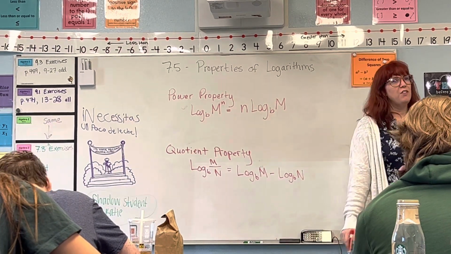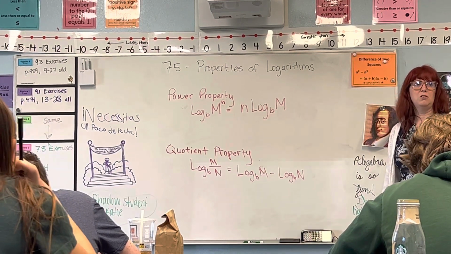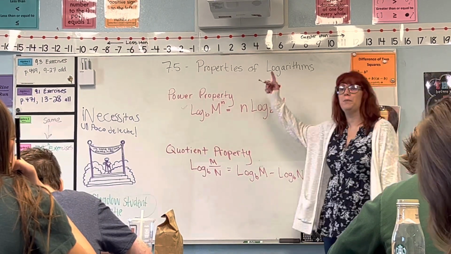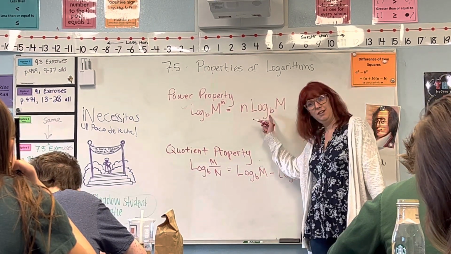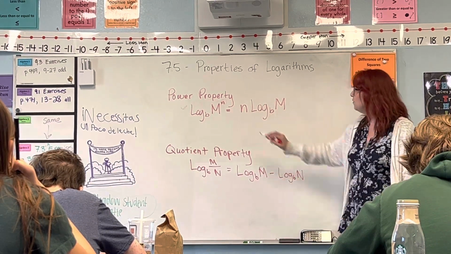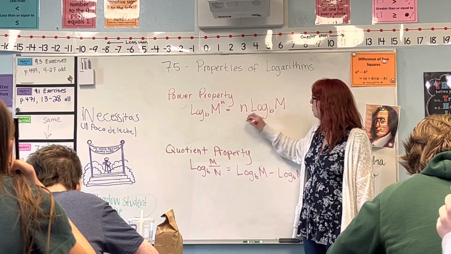So if you think about all the exponent rules, when you're multiplying variables, you add the exponents. When you're dividing variables, you subtract the exponents. When you've got a power to a power, you multiply the exponents. So these are all kind of related to the exponent rules, okay? So if you have this to a power, then you end up multiplying your whole thing times that.